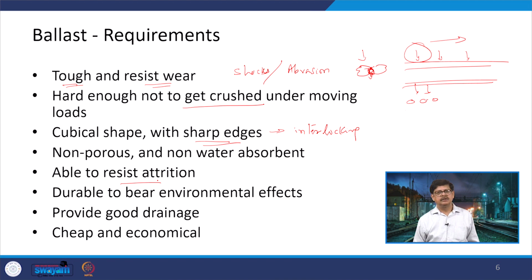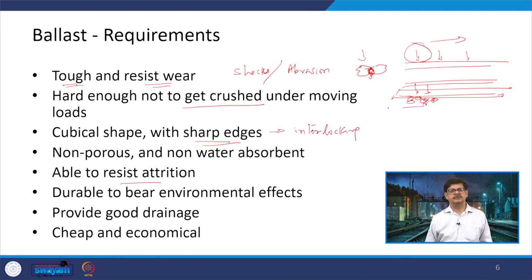There can be another problem here. With respect to the sleepers which have been provided at the top, there is also going to be a rubbing action. So, there are two things happening: the rubbing between the same material and the rubbing between two different materials. That is where we have to talk about abrasion and attrition. It should be durable to bear environmental effects. When we say environmental effects, that is mainly moisture and the availability of moisture for a sustained, continuous time period, which is going to create a problem here.